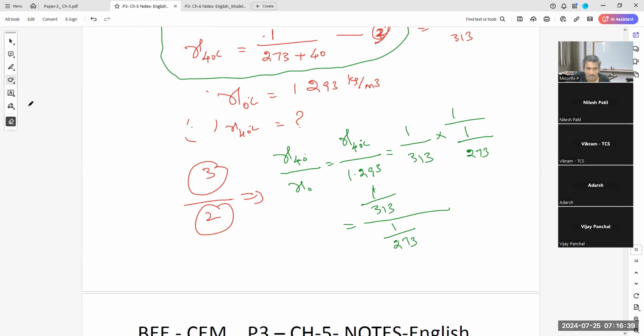Now, this is going to top side. This is coming to downside. Downside means this equation downside. This understood or not? 1 divided by 313 whole divided by 1 divided by 273. Okay. Understood or not? X 2 3.